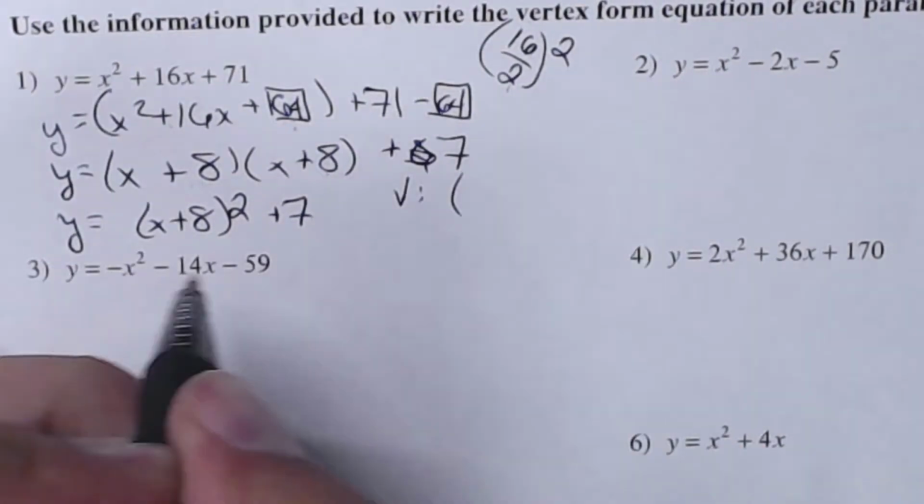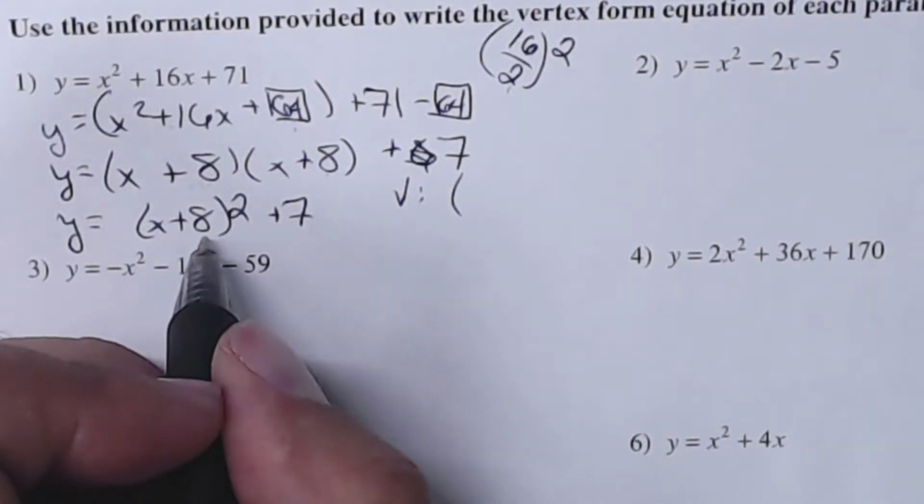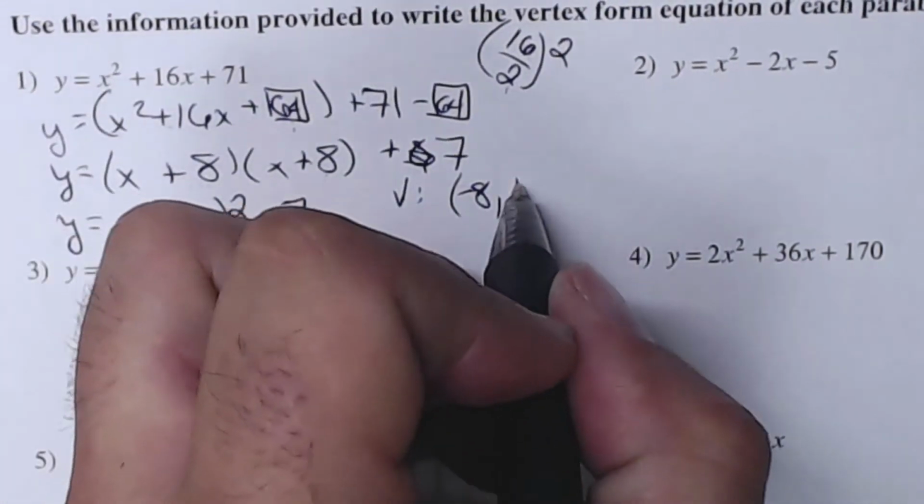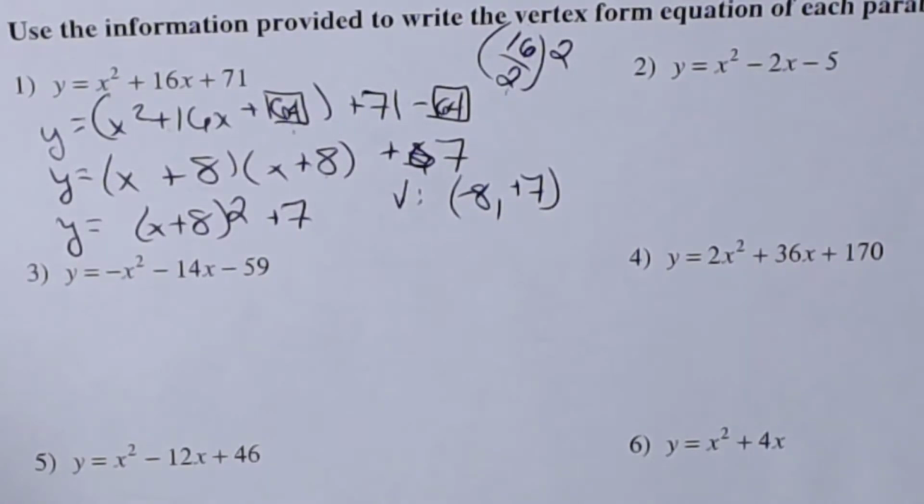So the vertex is the opposite of whatever is in the parentheses, so it's going to be a negative 8. It's exactly whatever it is on the outside, so it's a positive 7. You don't have to write the plus. I chose to for this.